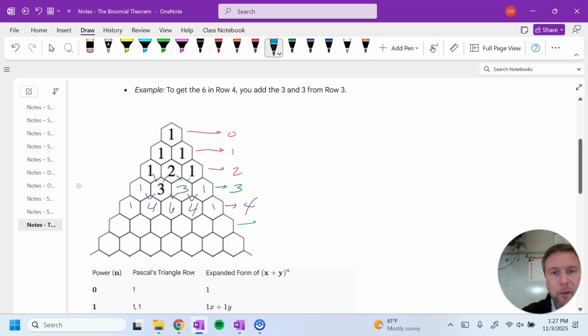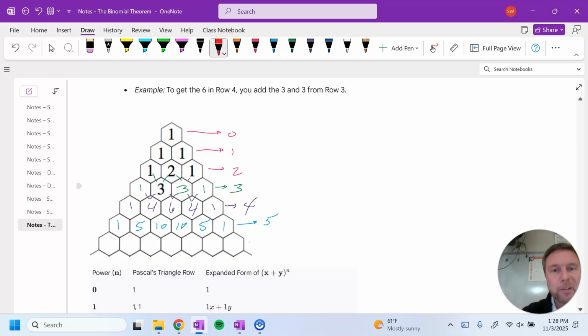This is going to be row number 5. And we always start and end with the same number, which is always going to be 1. The 1 plus the 4 gives you the 5. The 4 plus the 6 gives you a 10. The 6 plus the 4 also gives you a 10. And then the 4 plus the 1 gives you a 5. Awesome. Let's do another one.